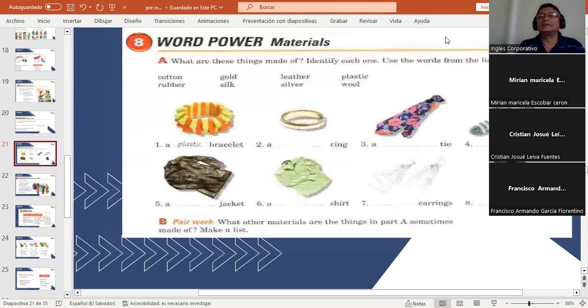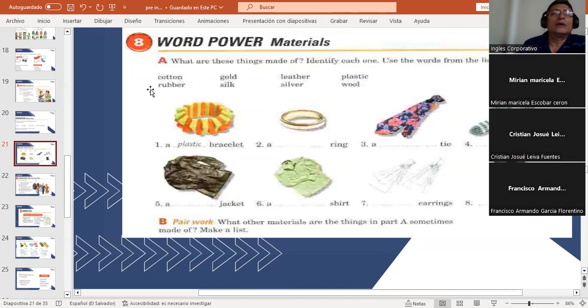In this exercise, this says, I'm sorry, what are these things made of? Understand that question? What are these things made of? ¿Dónde fueron hechos? ¿De qué están hechos? ¿De qué fueron hechas estas cosas? ¿De qué están hechos? Identify each one. Use the word from the list.